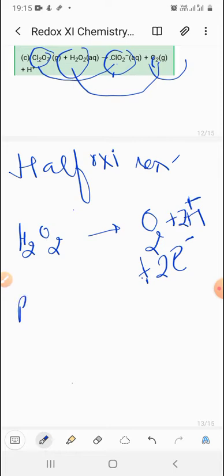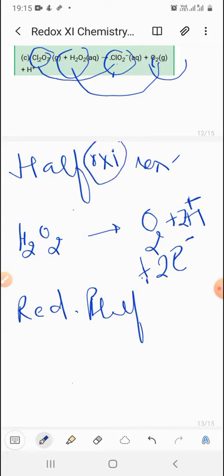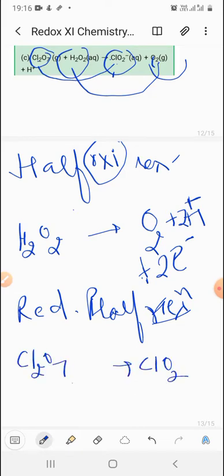Next, secondly, I am considering the reduction half reaction, or the half reduction reaction, however you want to write it. So next is Cl2O7. Cl2O7 gives you ClO2 negative, and you can see I have to balance the chlorine atoms. Here 2 chlorine, here is 1 chlorine, so multiply it by 2. Now oxygens, you can see 7 oxygens on the left hand side, and to the right hand side there are 4 oxygen. To balance the number of oxygens I have added 3 water molecules.